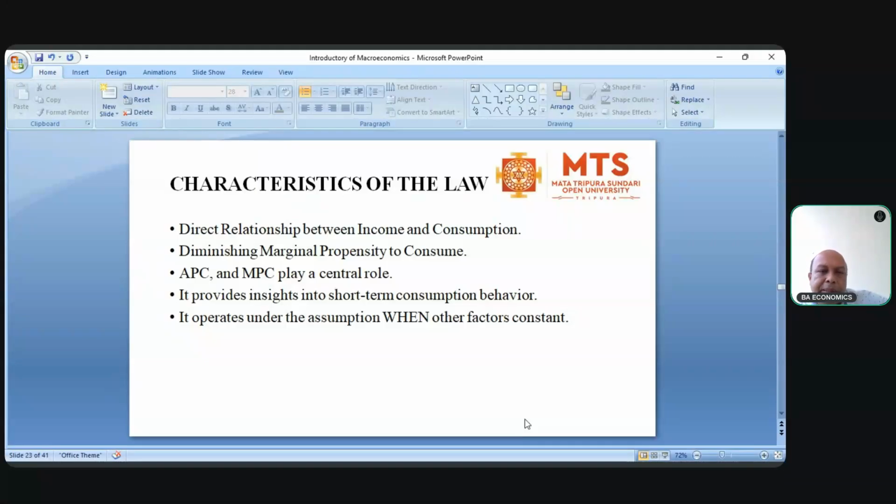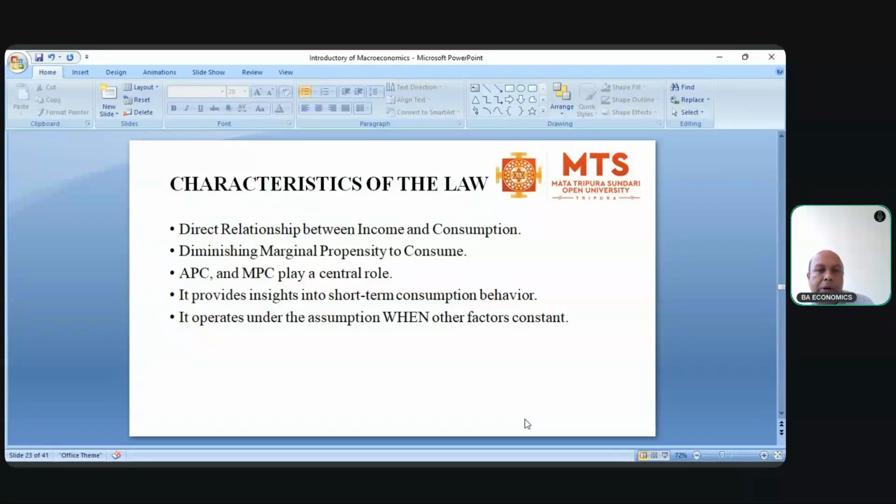Diminishing marginal propensity to consume. This is a common concept in consumer behavior: when any person consumes a product continuously, then the marginal propensity to consume, or marginal utility, also declines. So in this law, what happens? The income of that person is increasing continuously, and that person does not want to spend the whole amount, because for that person the MPC will decline, and the marginal value of money or income also declines.